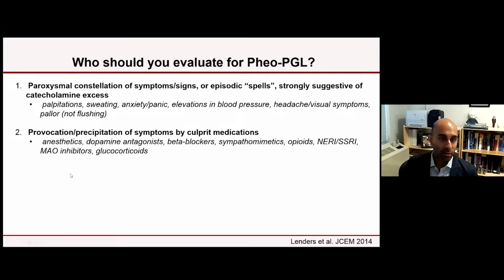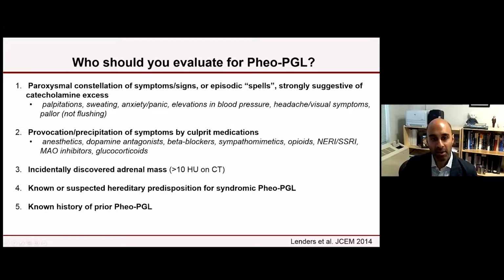If you have anybody who has a provocation of one of these episodes by any type of medication, here are a couple of medications that are sometimes associated with catecholamine crises, but the reality is any procedure or medication that triggers a spell like this should make you think maybe there's a pheochromocytoma. Any adrenal mass that's not lipid-rich, meaning a lipid-poor mass on CT or MRI, should get a screen for pheochromocytoma. And anybody with a known genetic or familial syndrome of pheochromocytoma should, of course, be screened periodically.